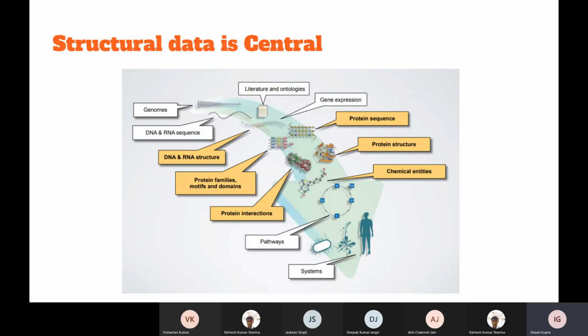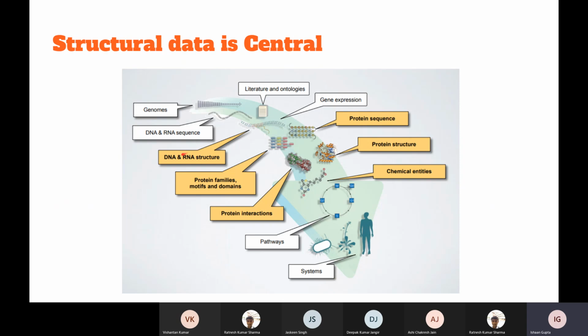So when we talk about cells, there are many shapes which are existing, and all of these shapes can be talked about in an umbrella term of structural data. So far we have talked about genomes, DNA and RNA sequences, ontologies, and literature as well. I haven't talked about gene expression. It's an advanced part of the course. We have talked about pathways. We have talked about how the different organisms could be organized.